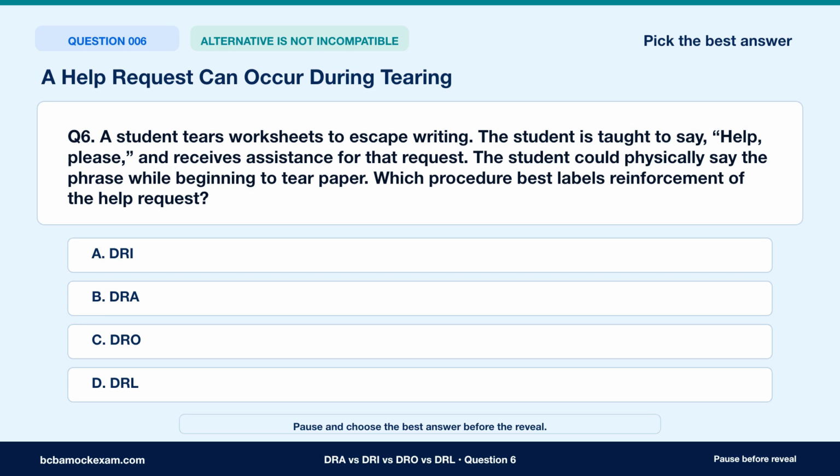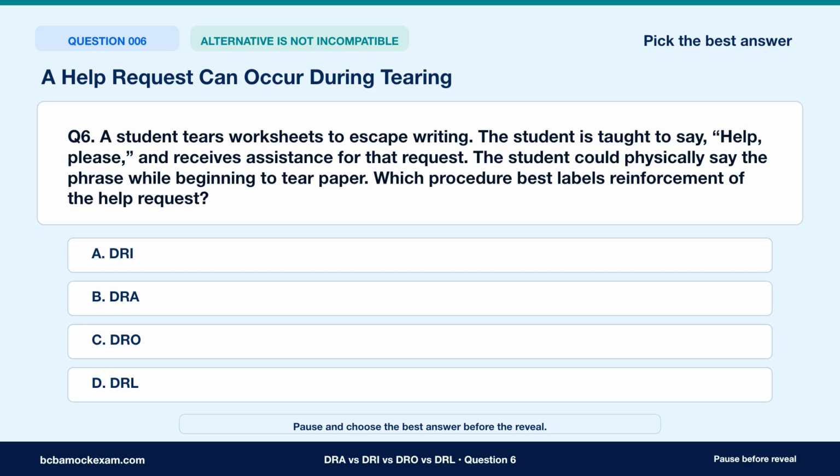Question 6. A student tears worksheets to escape writing. The student is taught to say, "Help, please," and receives assistance for that request. The student could physically say the phrase while beginning to tear paper. Which procedure best labels reinforcement of the help request? The choices are A, DRI, B, DRA, C, DRO, D, DRL. Test the named response and physical co-occurrence separately.